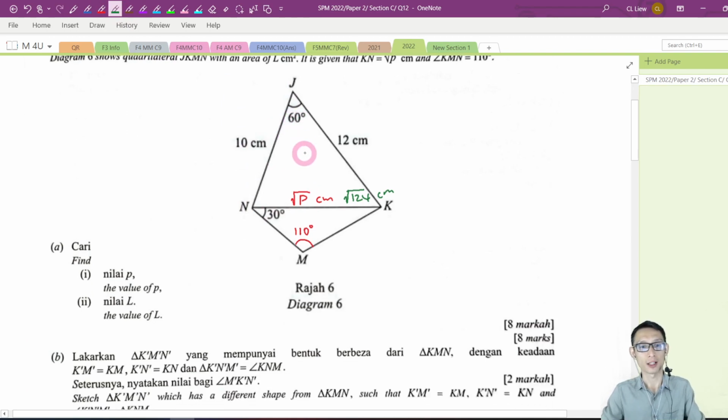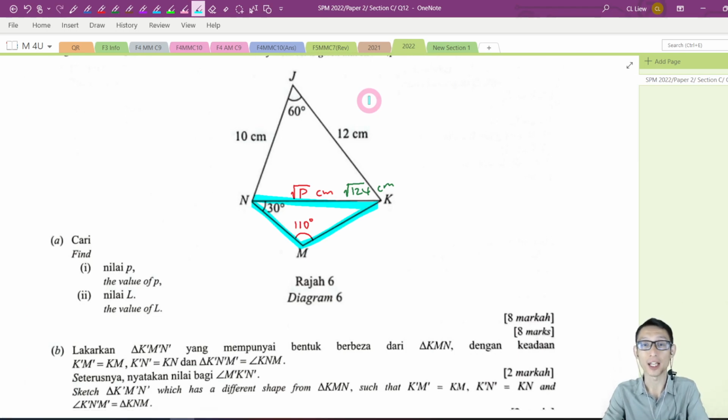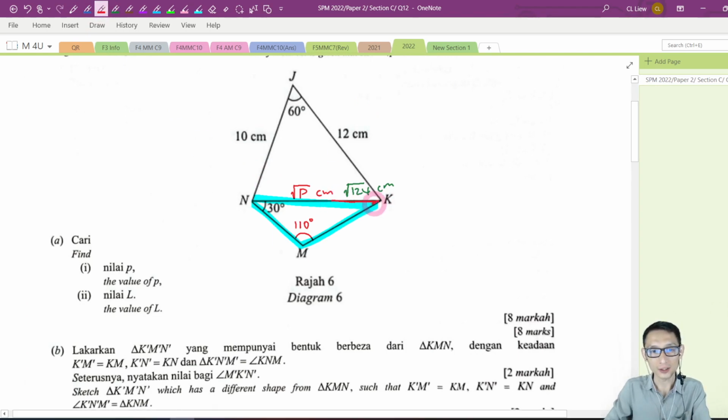Okay, now let's focus on this part first. Triangle NMK. So I think you still remember, right? What's the formula that we need to use to find the area of a triangle? So I'm planning to use this side, and this angle. So the side length here, NK, I have, which is square root of 124. And the problem is I don't have MK. And also I don't have this angle either. So let me get this angle first.